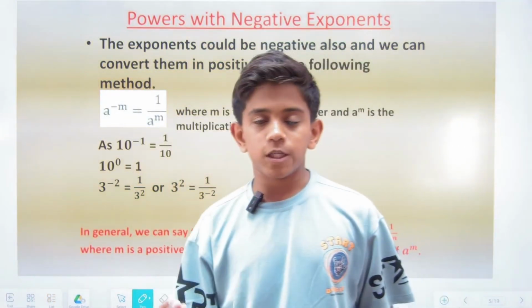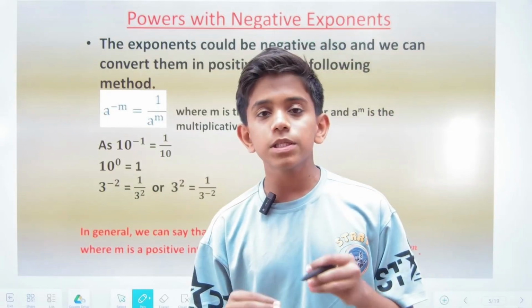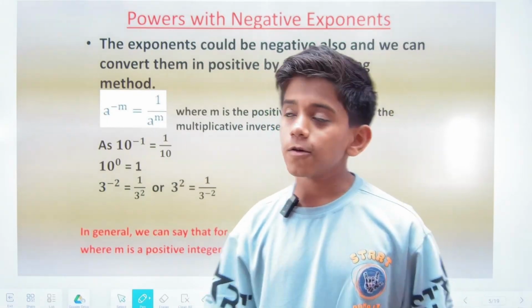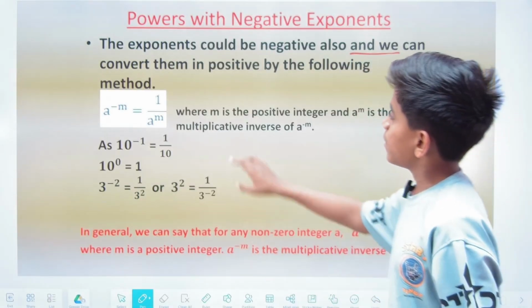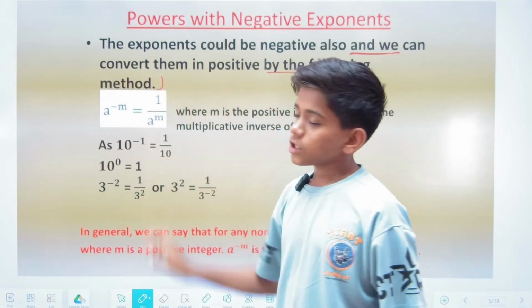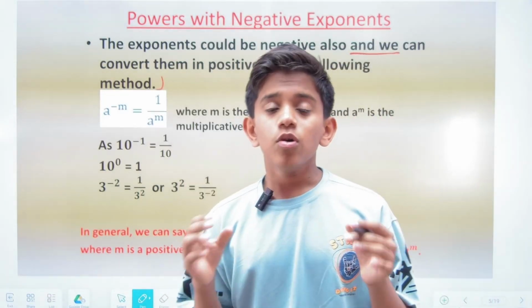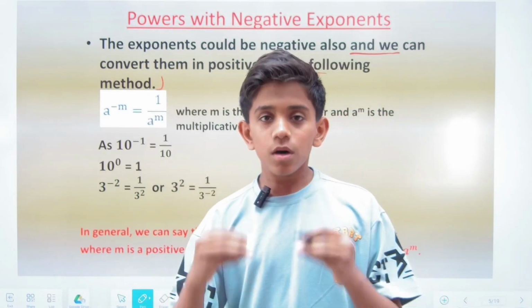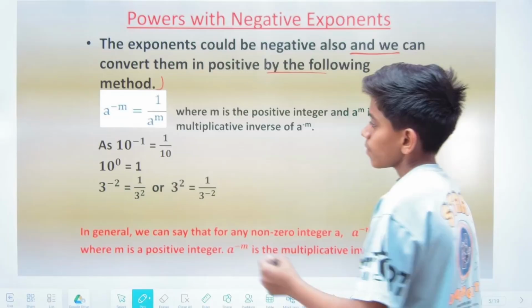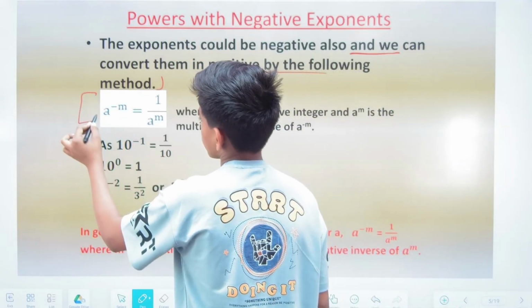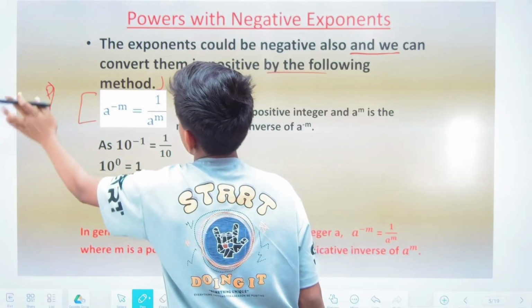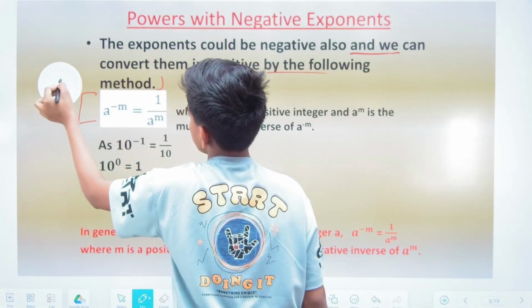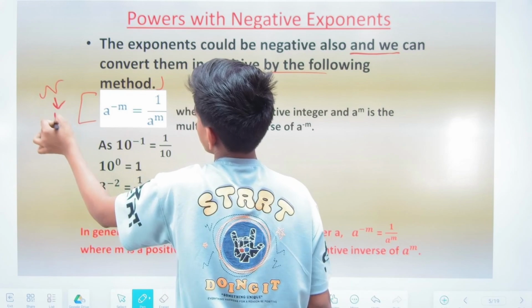Powers with negative exponent. Now we understood that the powers can be positive, but how can they be negative? The exponent could be negative also, and we can convert them to positive by the following method. So if the exponent is negative, we can convert it to a positive exponent. How? This is the formula to convert the negative exponent to positive exponent.